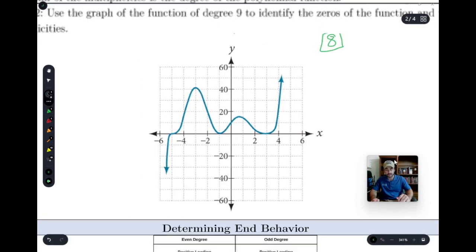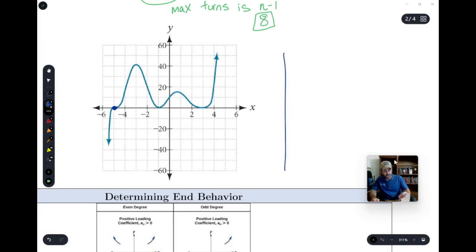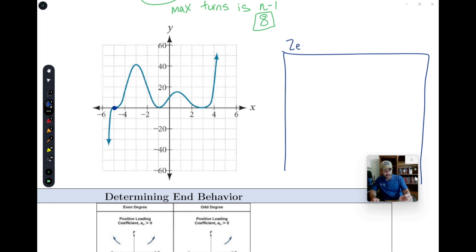So the first thing we want to do is identify the zeros. I'll do that in blue. We got a 0 here, so I'm going to write it over here in this nice little table that says zeros. This new word, multiplicities.